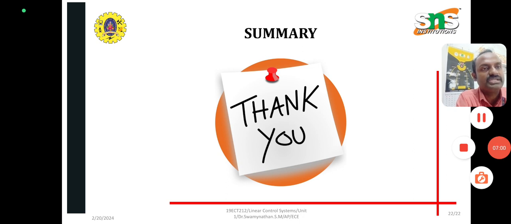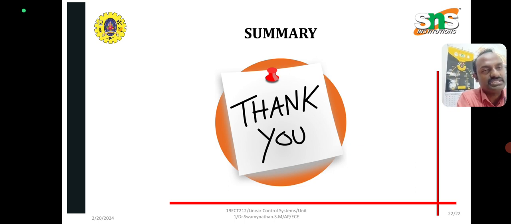That is the block diagram reduction technique. These are all important topics, and definitely they come in the final semester examinations. So just remember the 7 rules, that's all. We can easily apply the 7 rules to block diagram reduction problems. Thank you.